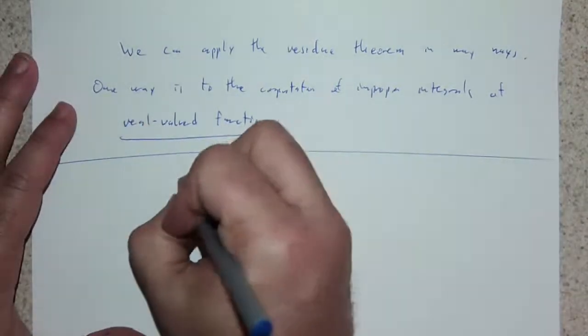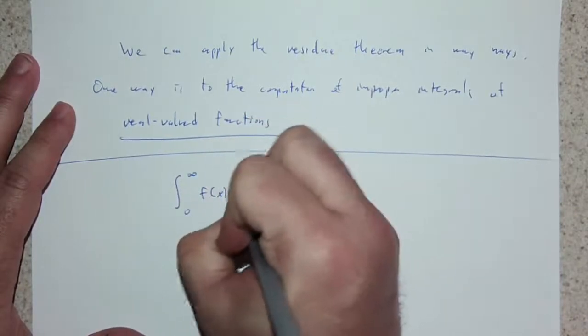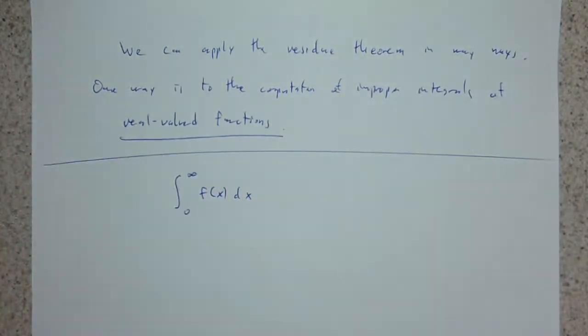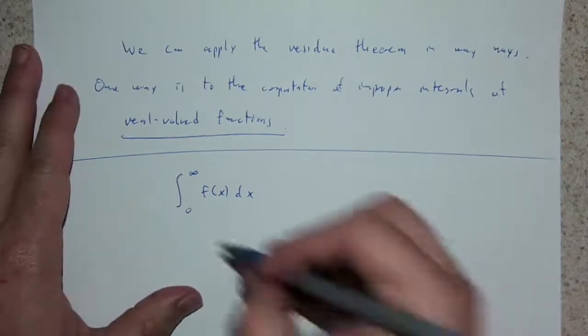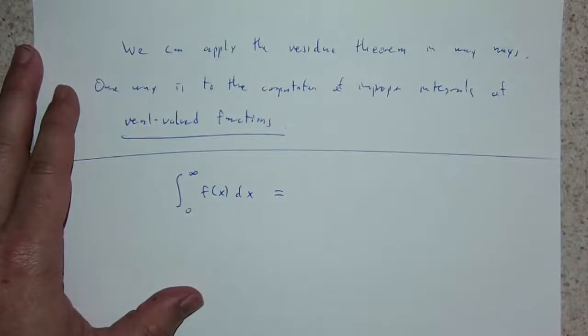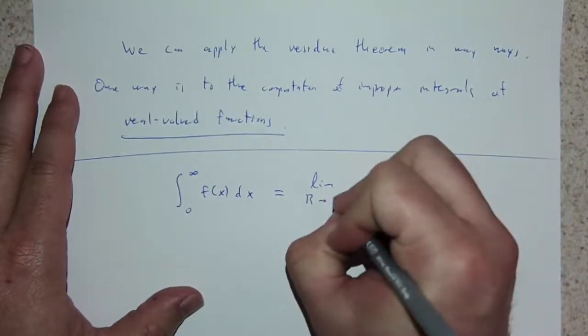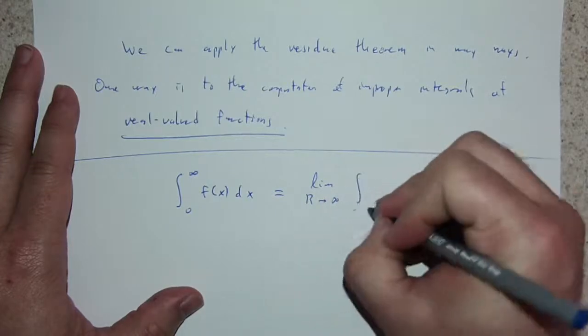Say that we want to compute an improper integral of a function that is real valued. And we'll say that all we need is f to be continuous over the half open interval from 0 to infinity. Well, in that case, how did we define this, going back to Calc 1 or Calc 2, whenever was the first time you saw this? Well, you define this as a limit. So you say the limit as r goes to infinity of the integral from 0 to r.